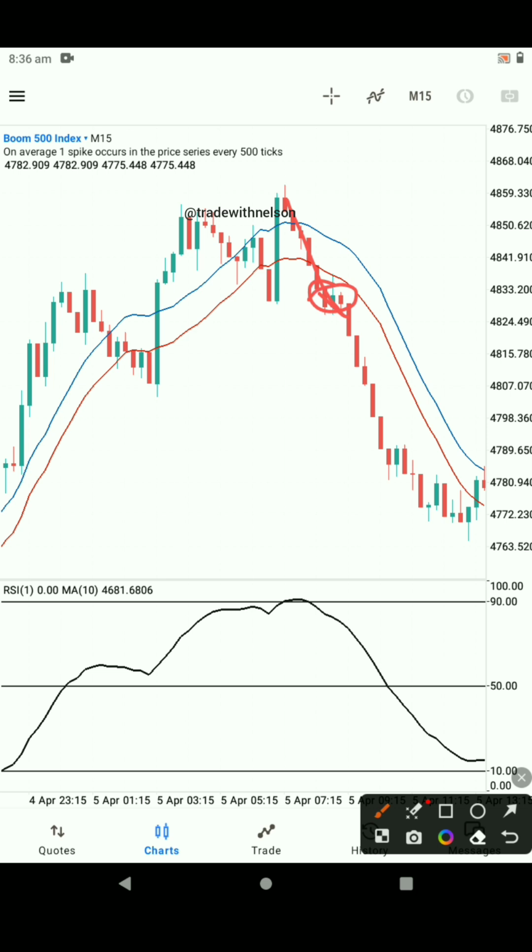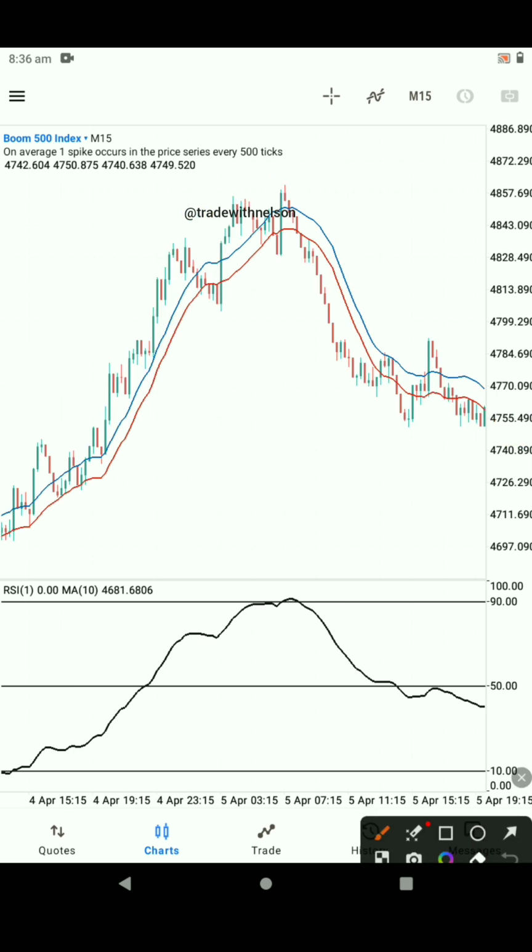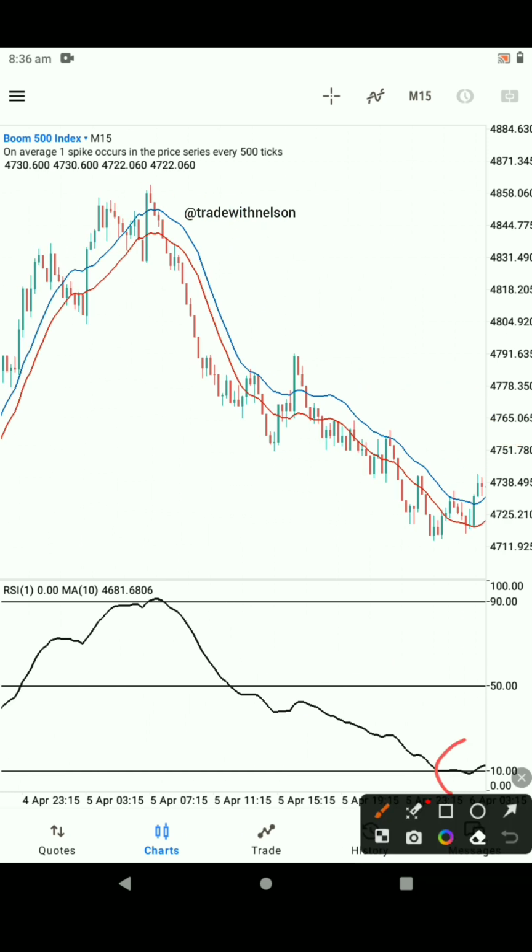Below the envelopes, enter your sell, stop loss above this high, and then you hold your trade, enter into the 50%, and you let the rest run into the 10%. Some profit here, rest of the profits around this point. Or you can break even and hold your trade and get full profit.